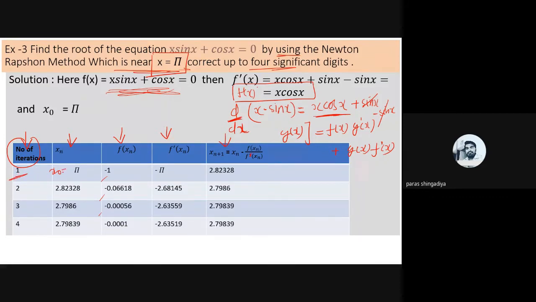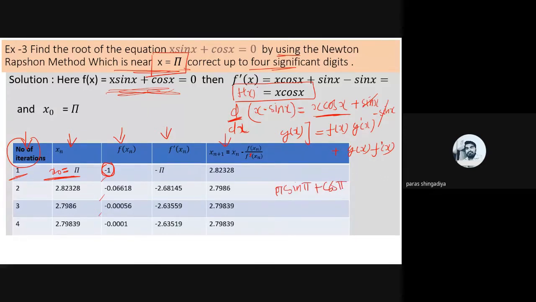x0 is equal to pi. Okay, we have x0 is equal to pi, that is already given. And now check its output. Why is it minus 1 here? That is easy now, because we have simple standard values of cos pi and sin pi. It is pi into sin pi plus cos pi.